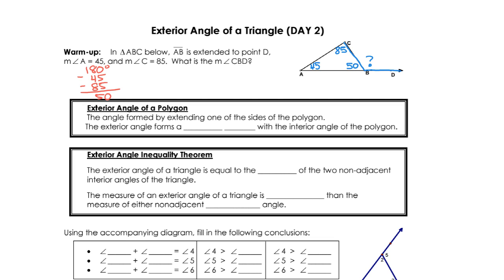And now we just have to realize that the angle we're looking for and the angle we just found form a linear pair. And linear pairs add up to equal 180 degrees. So if I take my 180 again, and I take away the one angle of the pair, I will be left with 130 degrees for my exterior angle.